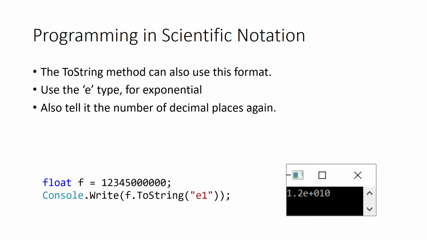So 12345000000 should really say 1.2345 with an exponent of 10. But because we've told it to only use 1 decimal place, it rounds it off to 1.2 exponent plus 10. That's basically saying 1.2 times 10 to the power 10.